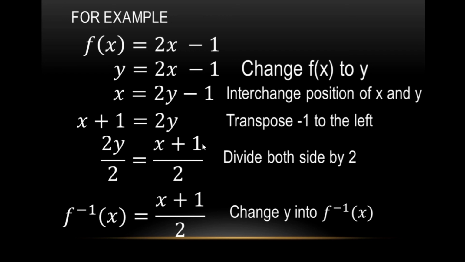All you have to do is to change f of x to y, interchange the position of x and y. Lahat ng x magiging y, lahat ng y magiging x. Then after that, solve for y. Lipat mo yung negative 1 sa kabila. That will become positive 1. Divide both sides by 2. Magiging y na lang to. Pero di ba, pag inverse, we can use f raised to negative 1 of x. And then, copy lang natin, which is x plus 1 over 2. Simple as that.